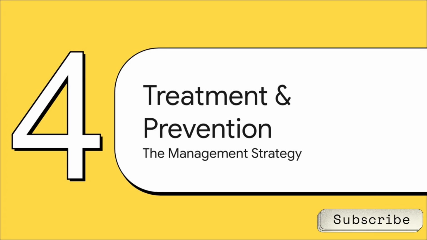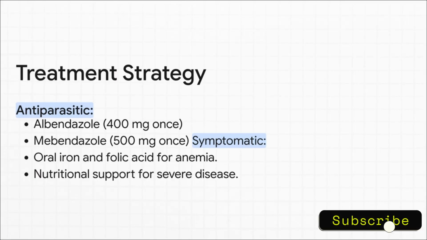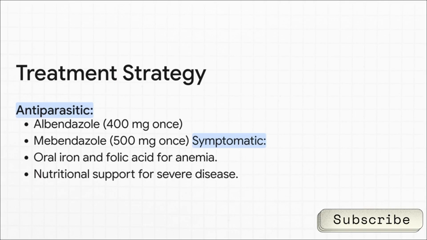So we found the culprit. Now what? Let's move on to the final part of our clinical approach: treatment and, just as important, prevention. The treatment is really a two-pronged attack. First, you've got to kill the parasite. The first-line drugs are simple: a single dose of either albendazole or mebendazole. But you cannot forget the second part: symptomatic treatment. You absolutely have to address that iron deficiency anemia with oral iron and folic acid supplements. Killing the worm is only half the battle here.